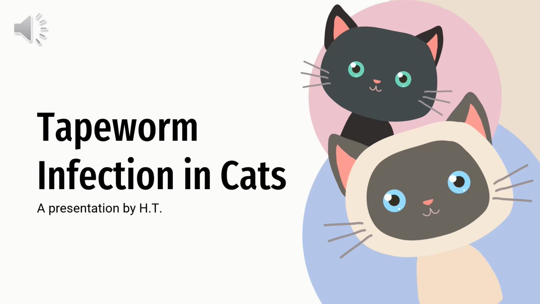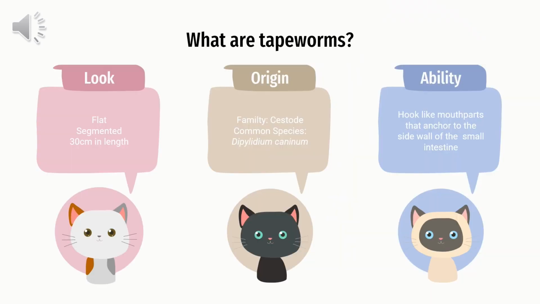This presentation is about tapeworm infection in cats. Tapeworms are a flat, segmented intestinal parasite that commonly infect cats and dogs. As adults, they can reach lengths up to 30 centimeters. They have mouthparts shaped like hooks that attach to the side wall of the small intestine, which allows them to stay inside the small intestine and develop.